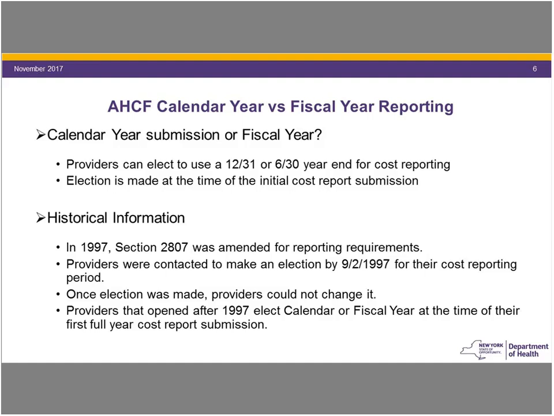For some historical information, this actually began in 1997, when Section 2807 was amended. And I did have to research that because I did not have that at the top of my head. Providers were contacted to make an election on September 2nd, 1997. So there was actually a letter that went out on that date with the request for making the election. Once the election was made, providers could not change it. Providers that open after that time period make the election the first time they submit their cost report.